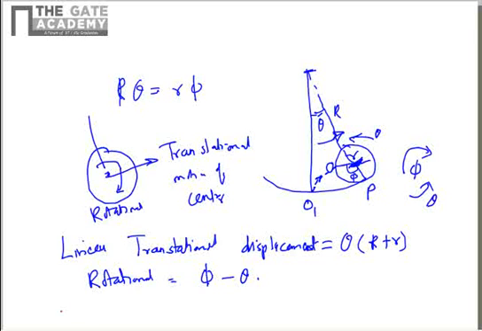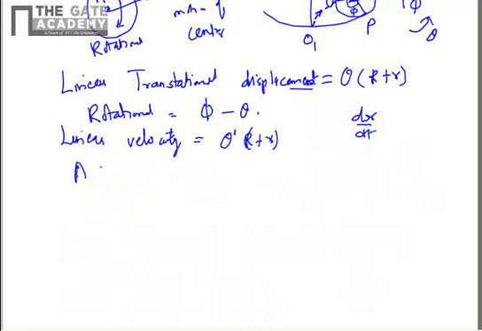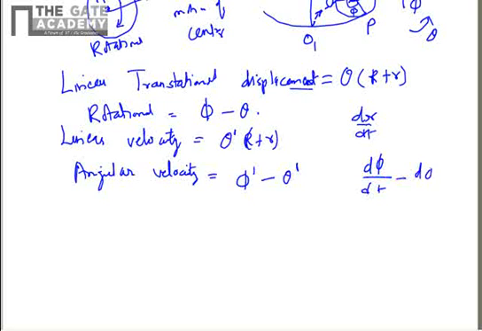So, what is the linear velocity of the cylinder? Linear velocity will be equal to theta dash (R minus r), the differentiation of displacement, dx by dt. Similarly, the angular velocity will be the differentiation of the angular displacement, that will be equal to xi dash minus theta dash. d xi by dt minus d theta by dt is the angular velocity formula.